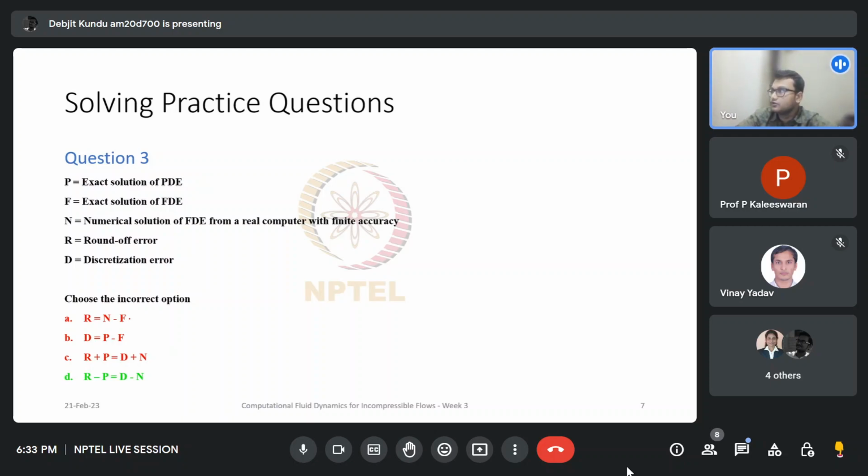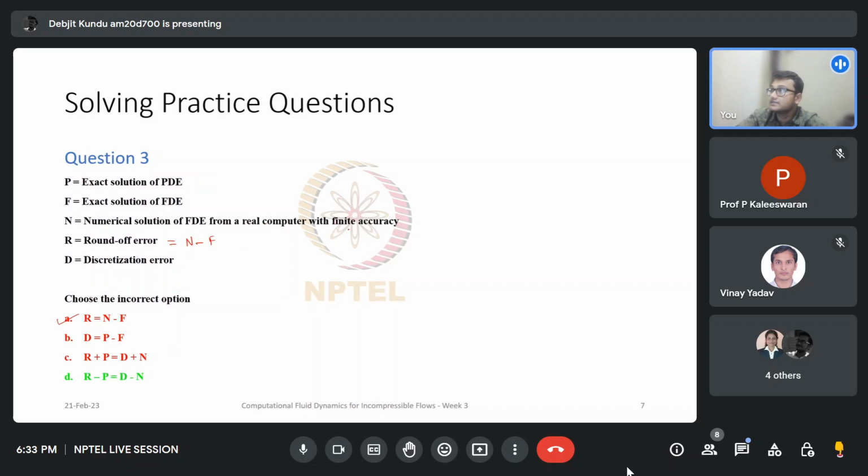So R equal to N minus F. R is the round off error, which comes from using a computer to solve the FDE, due to a finite accuracy or a rounding of different numbers. So here this would be equal to N minus F, where F is the exact solution and N is whatever numerical solution we got. So option A is a correct option.